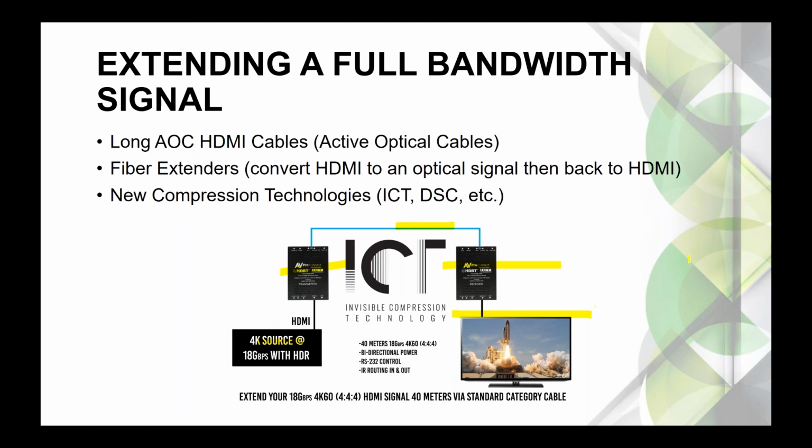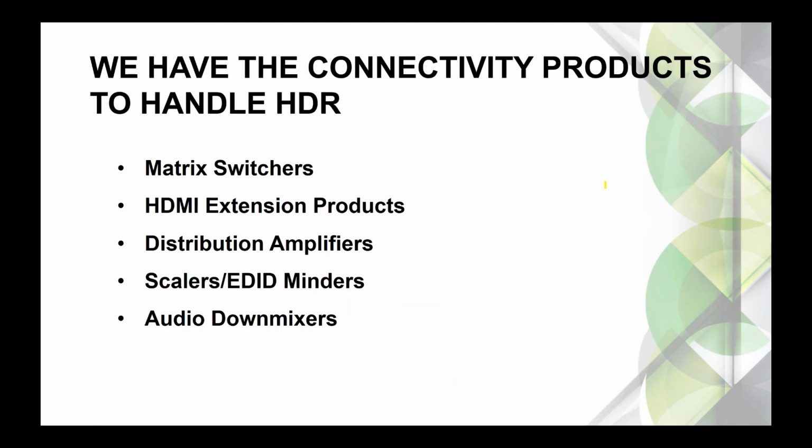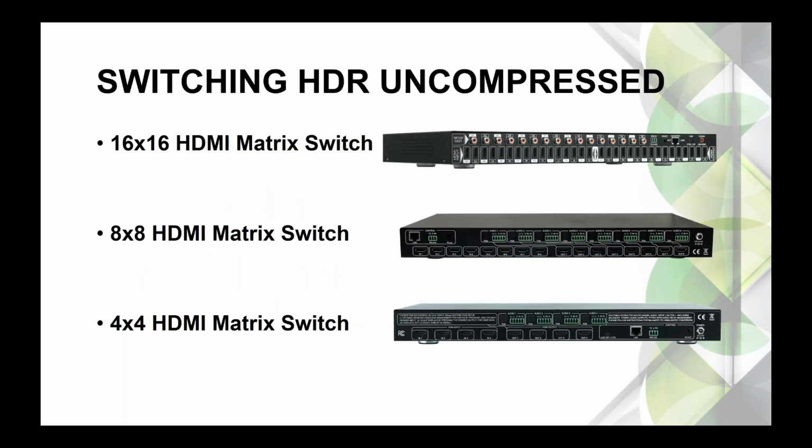But that's how it works. 4K source into an ICT transmitter, over CAT, received by an ICT receiver, converted back to 18 gig or 14 gig or 11 gig, and output to the television with the full payload, including HDR. We have connectivity products to support this in matrix switches, HDMI extenders, distribution amps, scalers, audio down mixers and EDID minders.